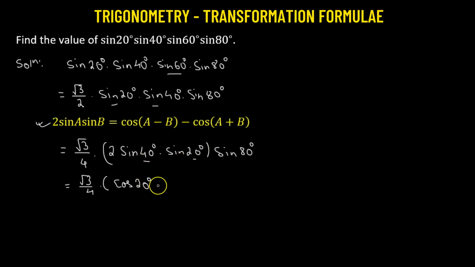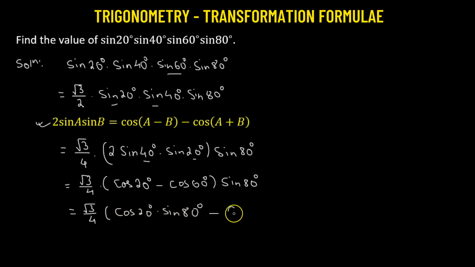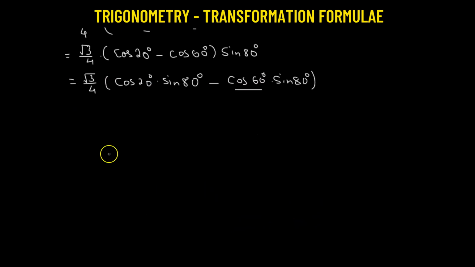So we get cosine of 20 degrees minus cosine of 40 plus 20, so that's going to be 60 degrees, times sine 80 degrees. Now let's multiply each term within the parentheses with sine 80 degrees. So we get square root of 3 over 4 times cosine of 20 degrees times sine 80 degrees minus cosine of 60 degrees times sine 80 degrees. Now we know the value of cosine 60 degrees, that's half. So let's use that value. We're going to get square root of 3 over 4 multiplied to cosine 20 degrees times sine 80 degrees minus half times sine 80 degrees.